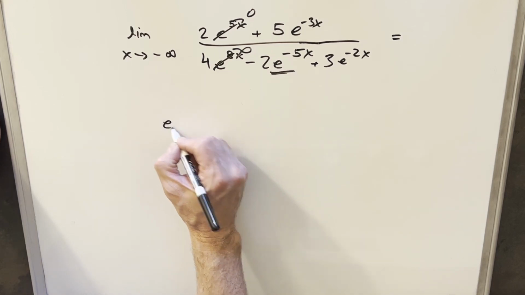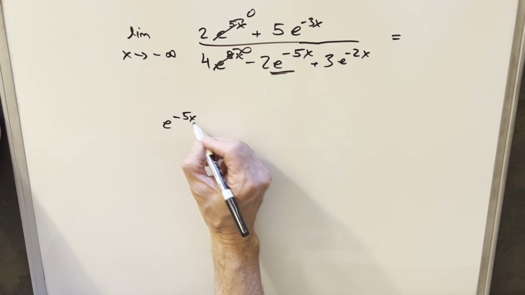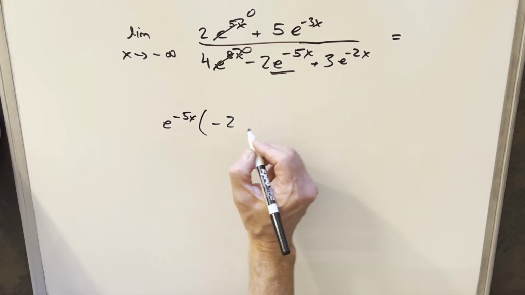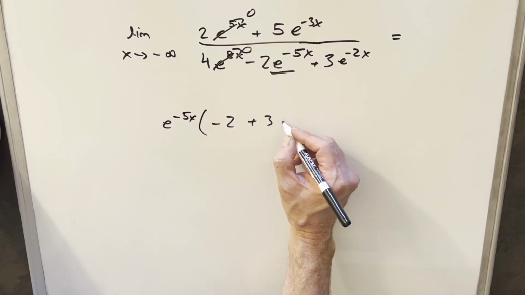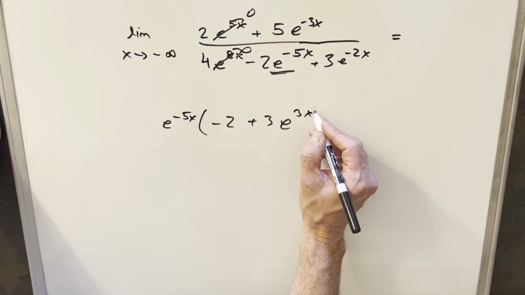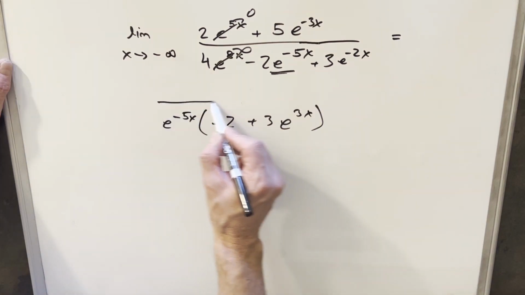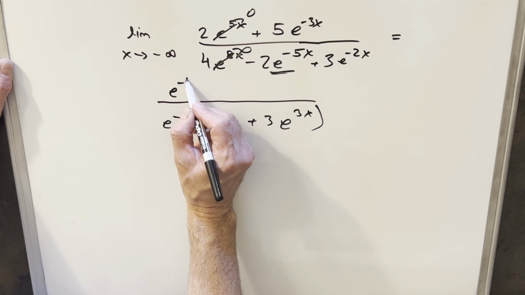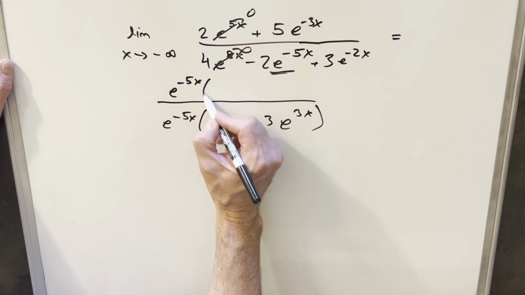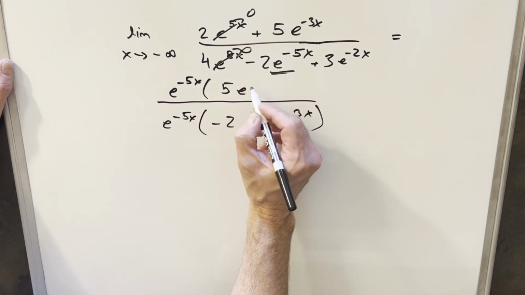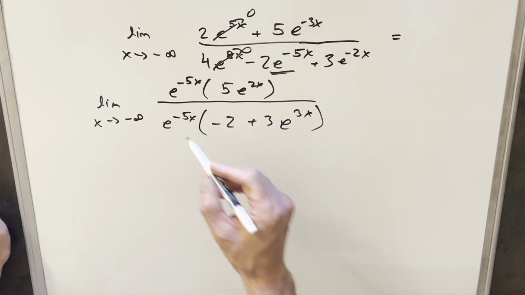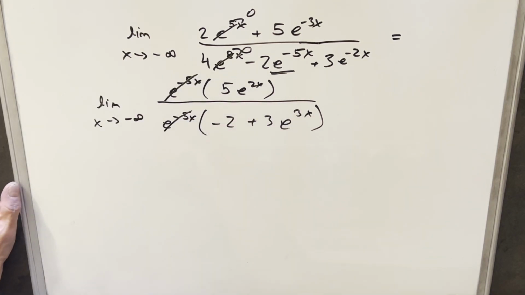So when I factor this, first I'll factor out an e to the minus 5x. That's going to give me minus 2 plus 3e to the 3x here in the denominator. And then in the numerator, I'm going to factor out the same thing, e to the minus 5x, and that's going to leave me here with 5e to the 2x. And then our e to the minus 5x terms are going to cancel.